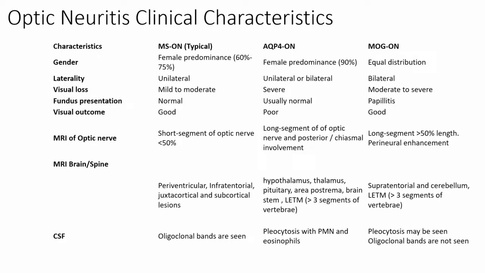This is just a table to compare the different types and different phenotypes of optic neuritis. So the main thing is that neuroimaging, long segment of the optic nerve sheath, posterior visual pathway, chiasmal involvement is more suggestive of MOG or aquaporin 4, and the distribution of lesions in the brain on MRI also is different.